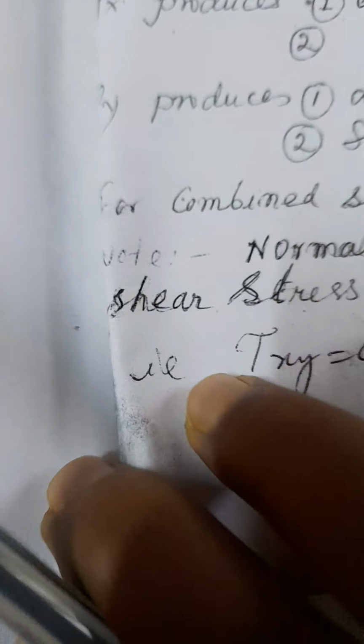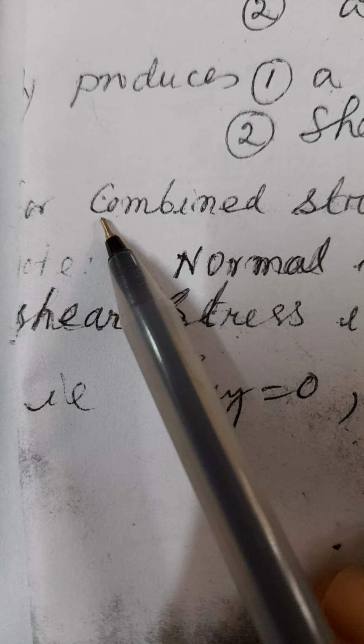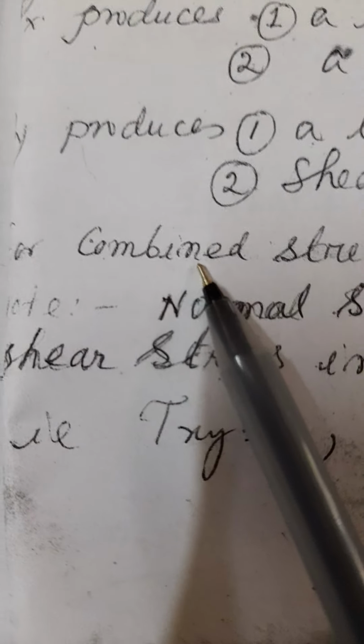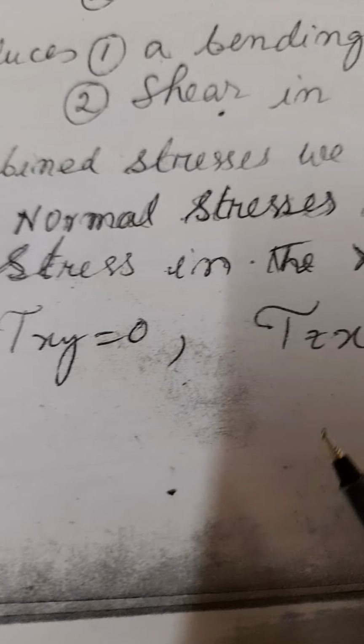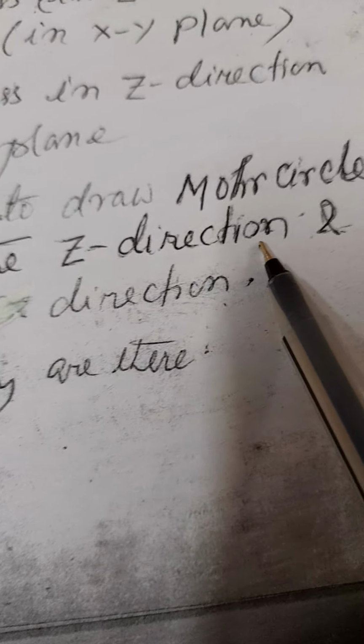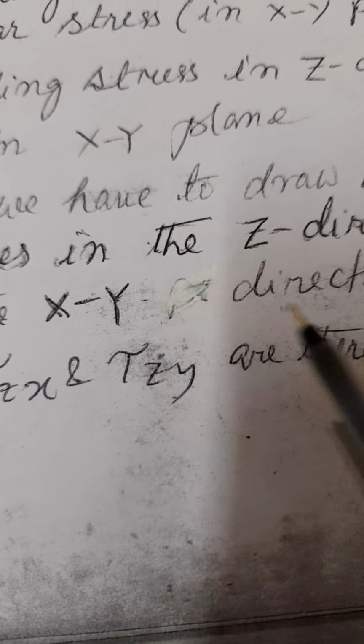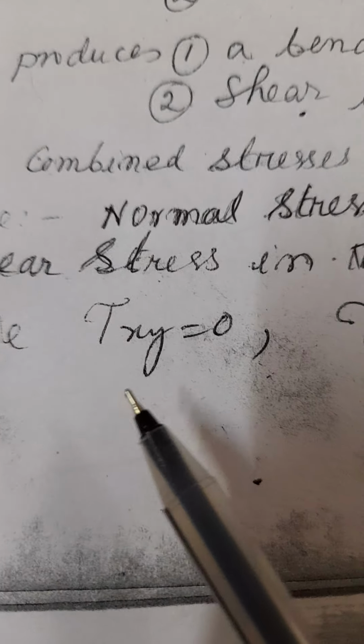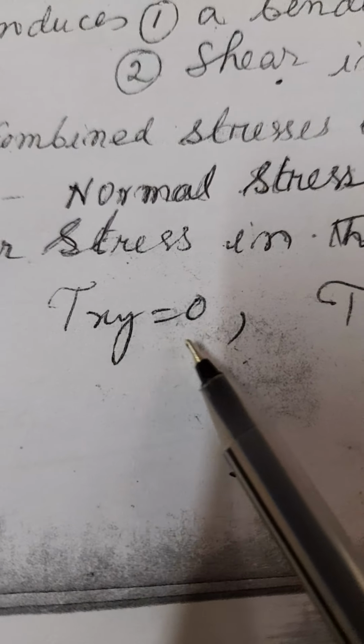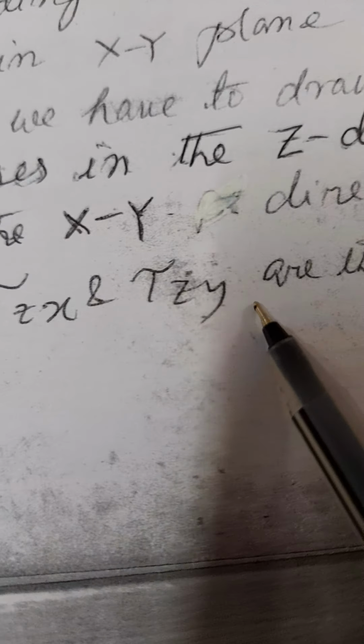And now for these two, which have bending as well as shear, we can find out the combined stress using the Mohr circle. So normal stresses in the z direction and shear stresses in the xy directions. So tau xy is equal to 0, and tau zx and tau zy are there. Thank you very much.